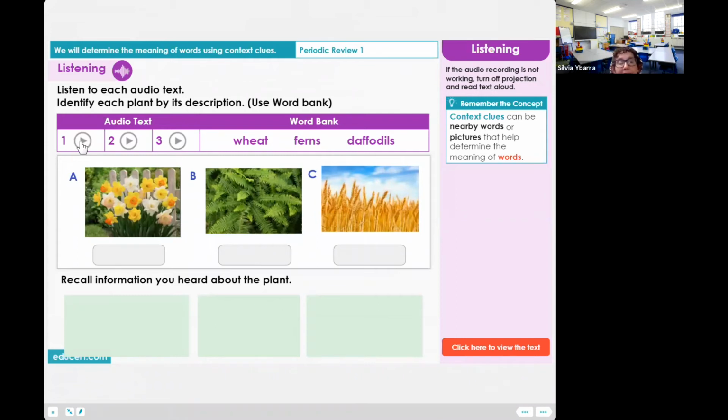1. We are surrounded by many plants. One example is ferns, which are flowerless. They are easy to recognize by the feather-like shape of their leaves.